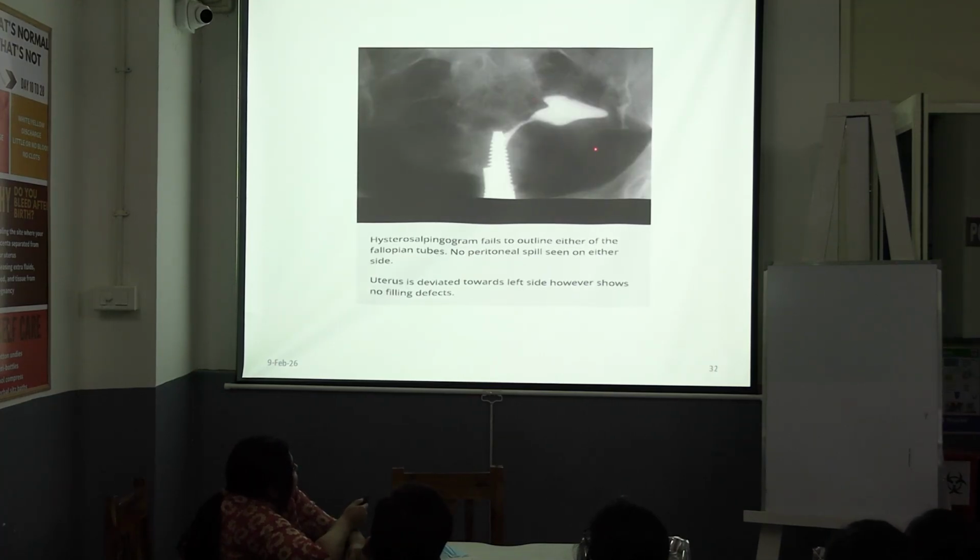See, this is bilateral tubal block. Only up to the cornu of both the tubes you can see. After that, the tubal outline is not visible.